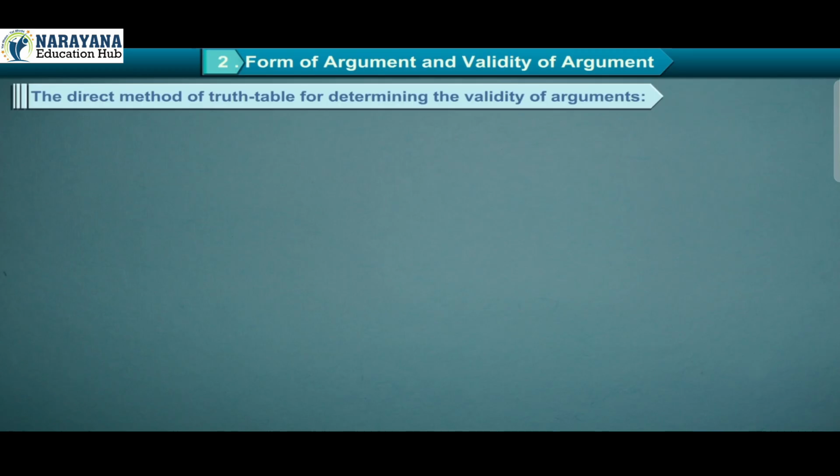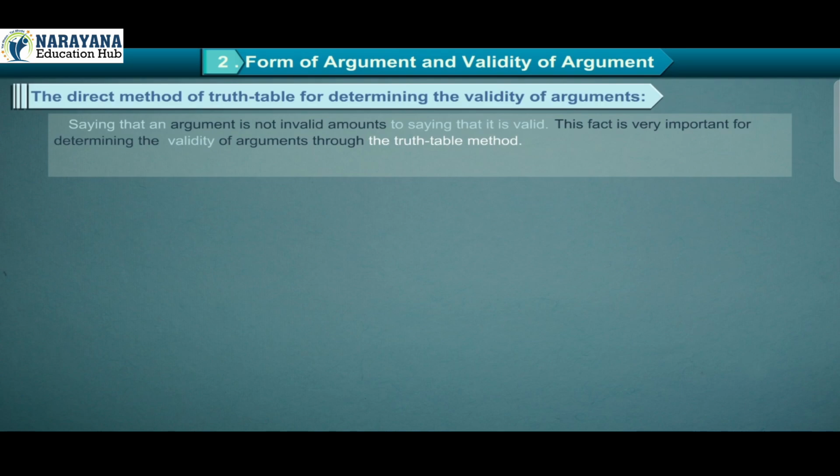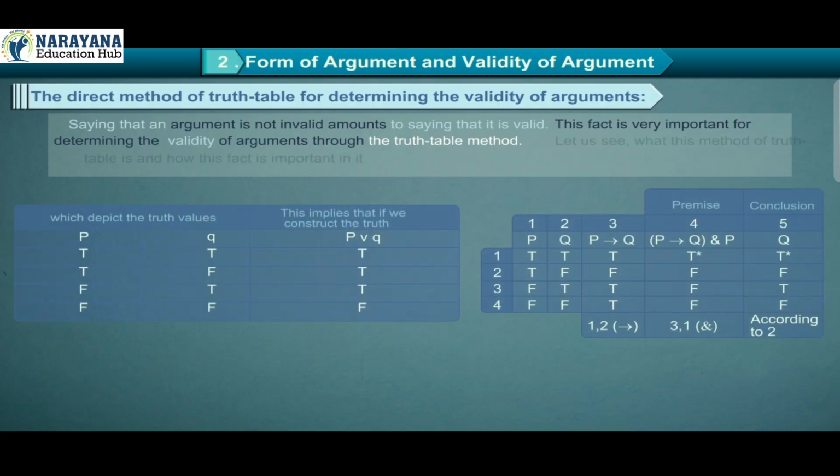The direct method of truth table for determining the validity of arguments. Saying that an argument is not invalid amounts to saying that it is valid. This fact is very important for determining the validity of arguments through the truth table method. Let us see what this method of truth table is and how this fact is important in it.